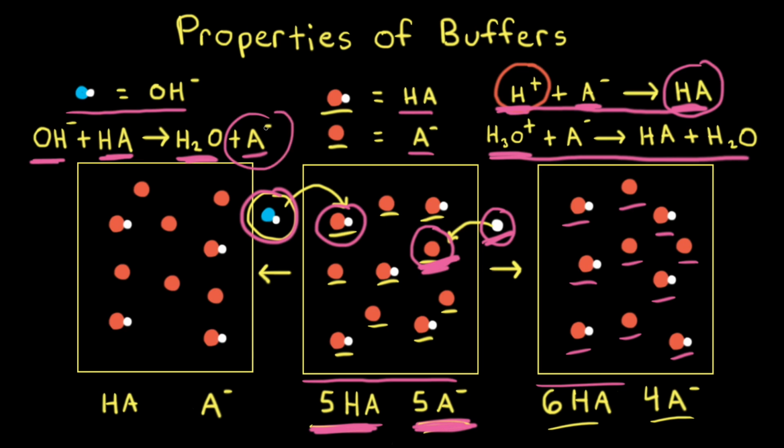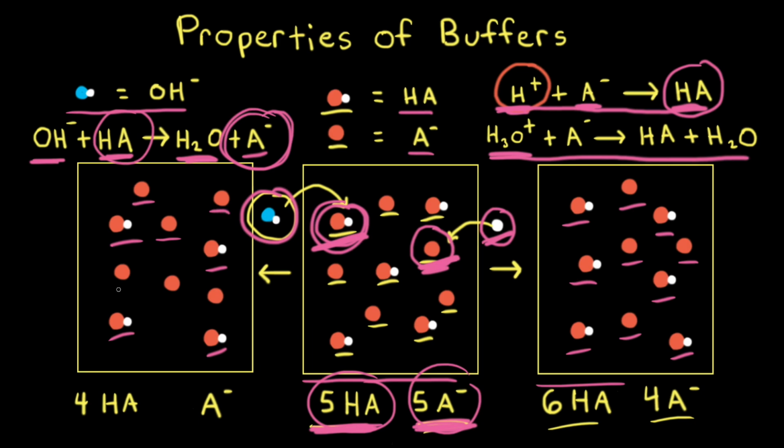and an A-. Since we're using up one of the HAs, we're going to go from 5 HAs down to 4 HAs. So let me write down here 4 HAs. And when this HA reacts, it's going to turn into an A-. So we're going to go from 5 A- up to 6. So let's count them over here. 1, 2, 3, 4, 5, 6. So let's write in 6 A-.